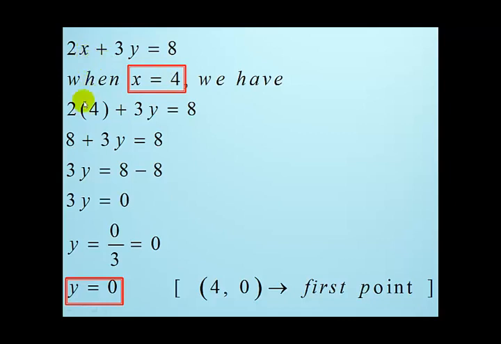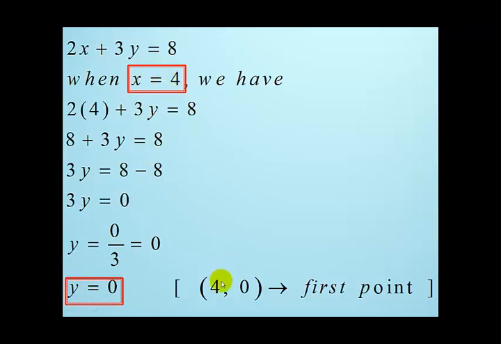So we have 2 times 4 plus 3y equals 8, and 2 times 4 equals 8. So we have 8 plus 3y is equal to 8. Now 8 on the left hand side becomes minus 8 on the right hand side. So we have 3y is equal to 8 minus 8, and 8 minus 8 is equal to 0. So if 3y is equal to 0 and we are making y the subject, then we have to divide both sides by 3. When we divide the left hand side by 3, we have y. When we divide the right hand side by 3, we have 0 divided by 3, and the answer is 0. That means that y is equal to 0 when x is equal to 4.